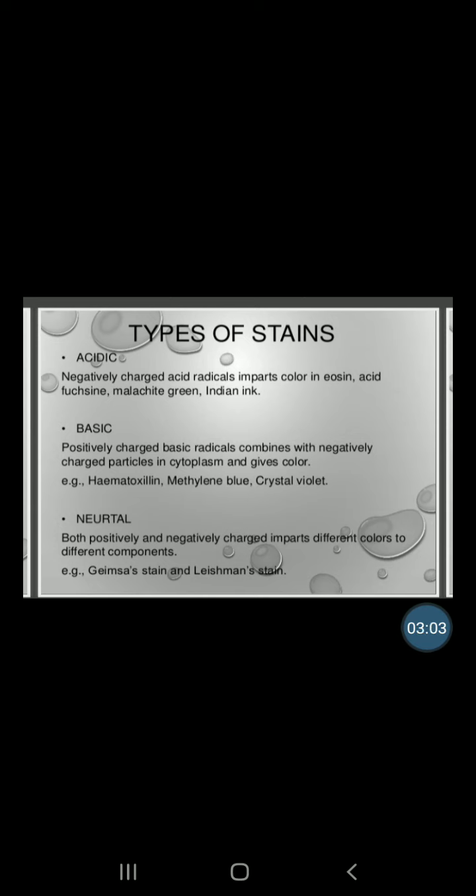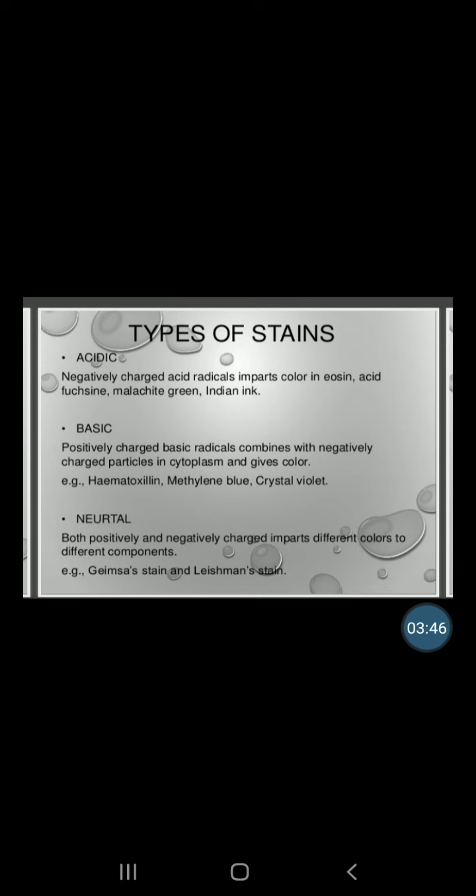Next, that is basic stain. Of course, acidic is negatively charged. Then what about basic? It has positively charged basic radicals which combine with negatively charged particles in the cytoplasm and give color. What I am saying, basic dyes or basic stains have positively charged basic radicals which combine with negatively charged particles in the cytoplasm and give color. For example, hematoxylin, methylene blue and crystal violet.